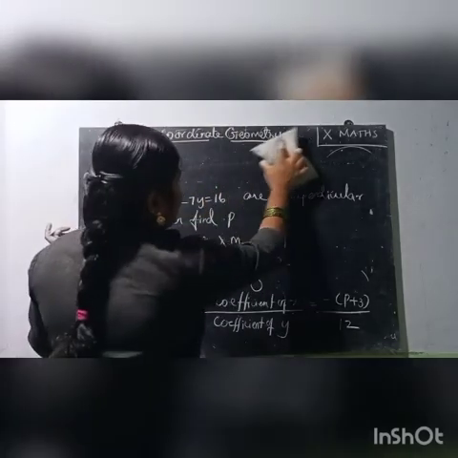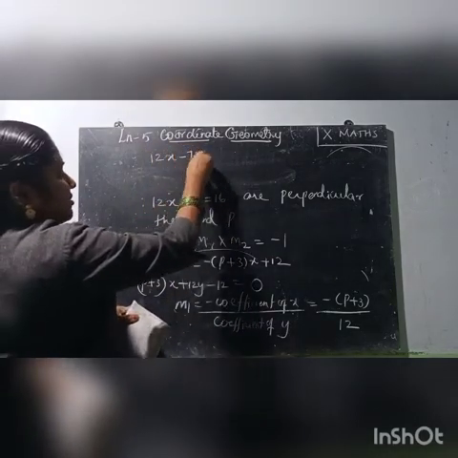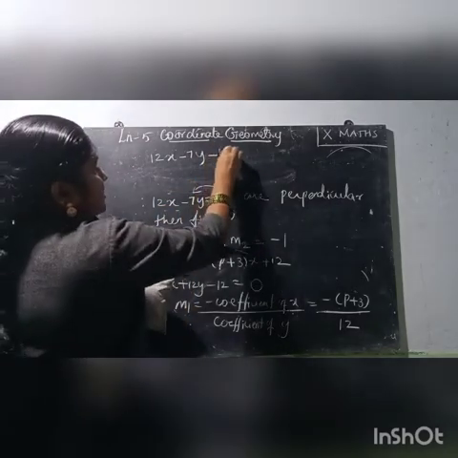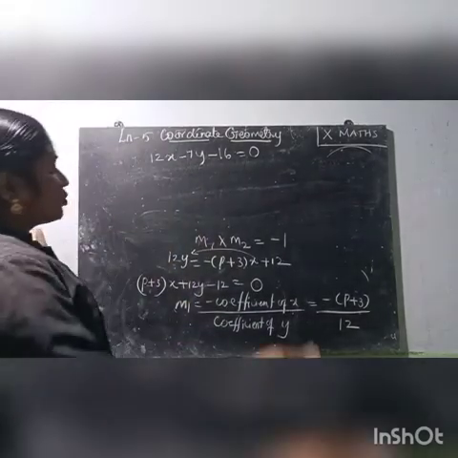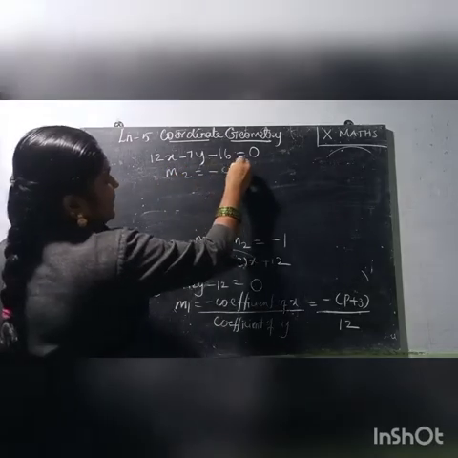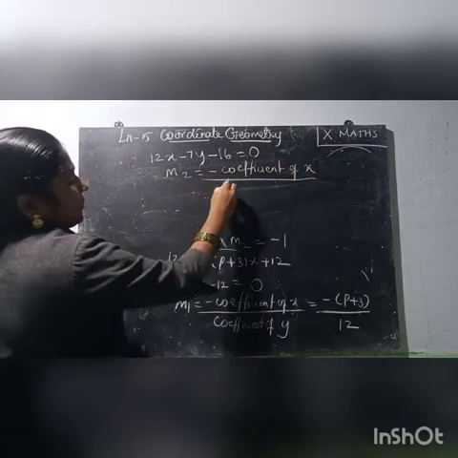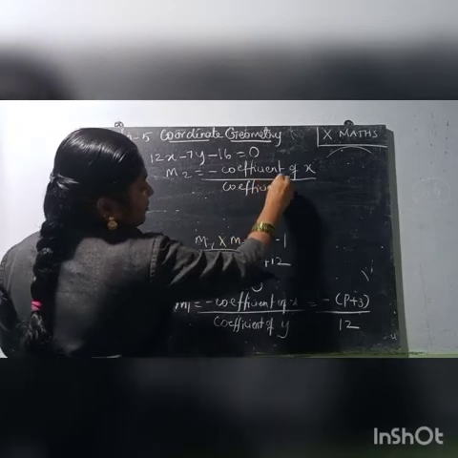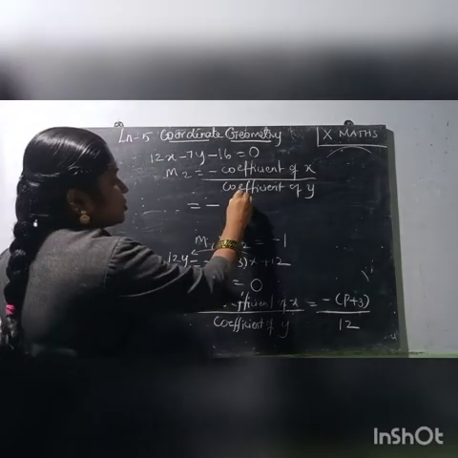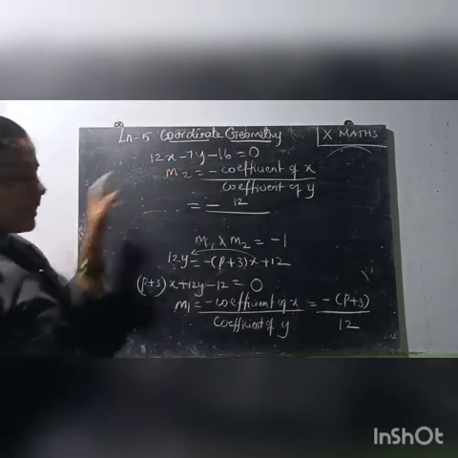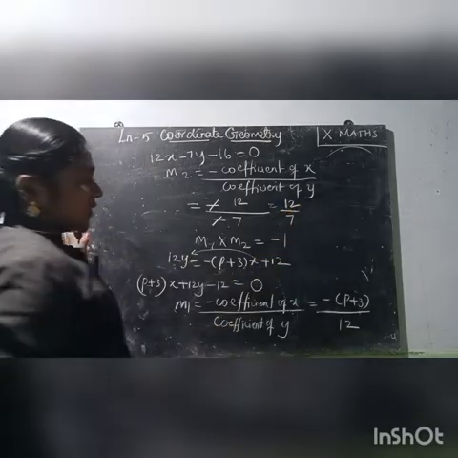Then next, we are going to find the second line's slope, that is 12x minus 7y minus 16 equal to 0. Now we are going to find the m2 value. m2 equals minus coefficient of x divided by coefficient of y. The x coefficient is 12, so 12 divided by the y coefficient, which is minus 7. Minus minus cancel. So now the m2 value is 12 divided by 7.